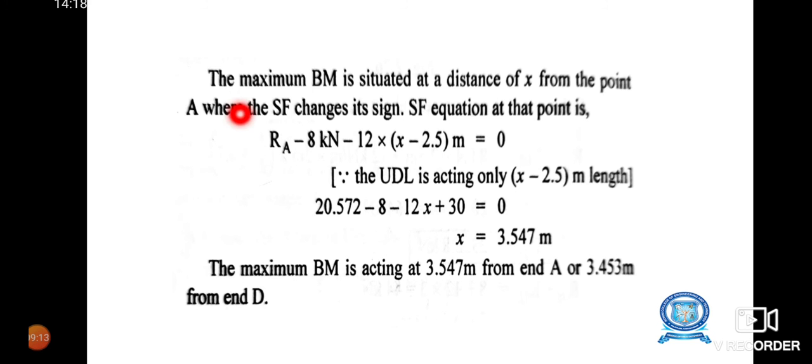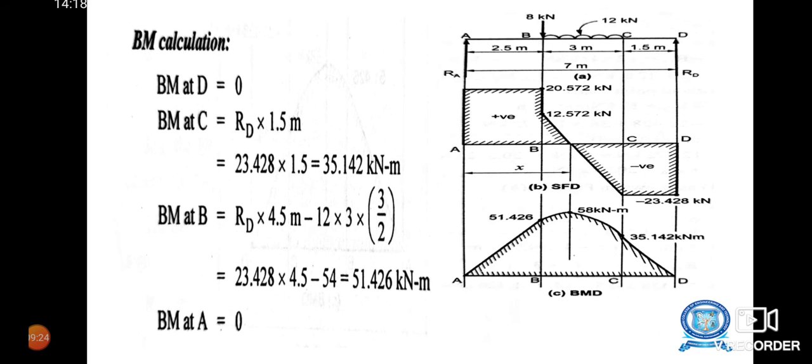Next, we calculate the maximum bending moment at a distance of x from the point. You can see in the diagram that the maximum bending moment will occur at a particular distance. We mention that particular distance as x, an unknown value, so we calculate the x distance.